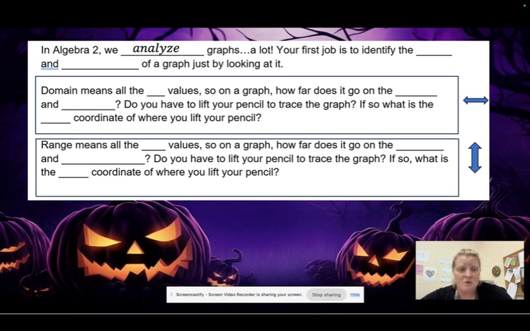So one of the first things we're going to ask you to do is identify domain and range of a graph just by looking at it. And this is going to be a tricky thing to do because it's totally reliant on your sight. You have to train your eyes how to look for it. There's no work to be done. You just have to see it.